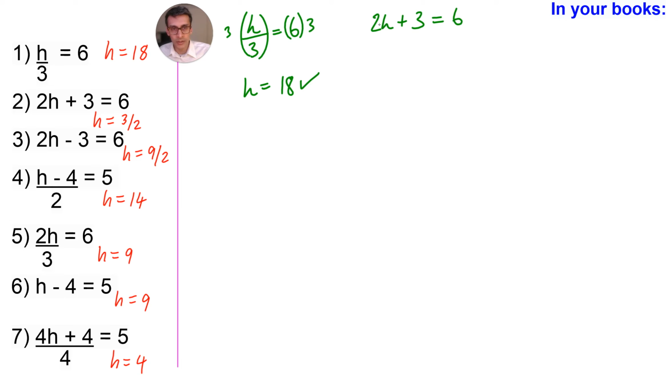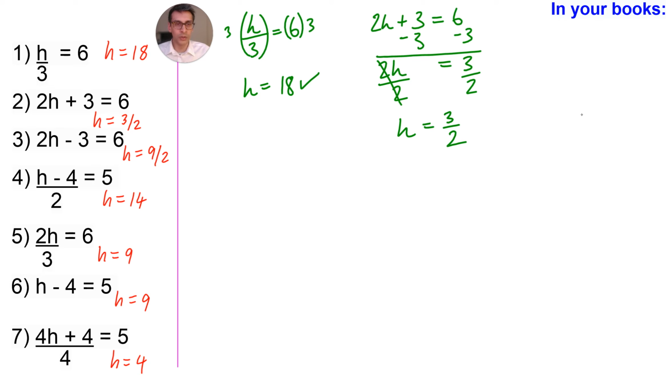For question 2, we have 2h plus 3 equals 6. Now, this is a two-step equation because we're going to need to take 2 steps to solve it. We're going to take away 3 from both sides first, and then we are going to get 2h equals 3, and then we're going to divide by 2. The 2's cancel out, so it's going to be h is equal to 3 over 2.